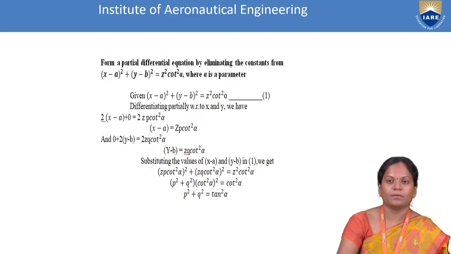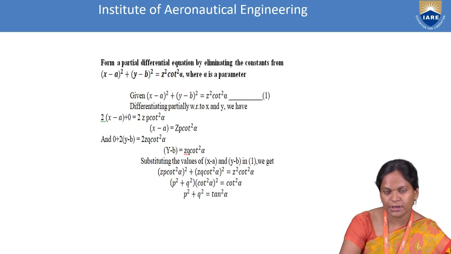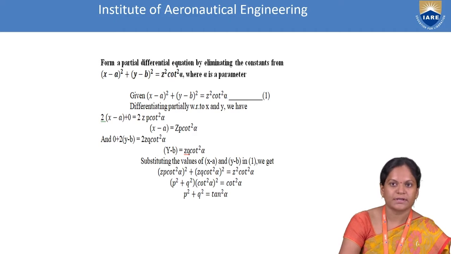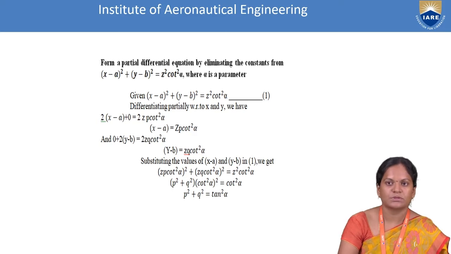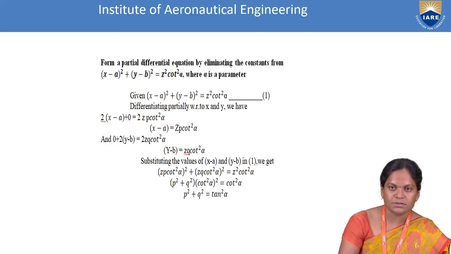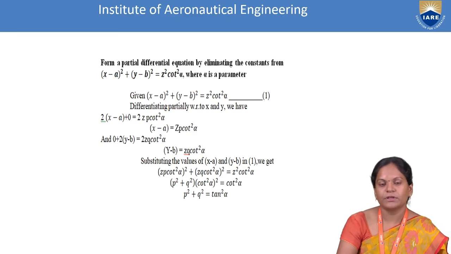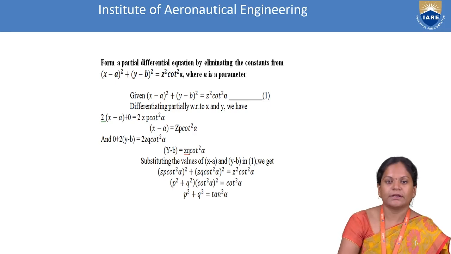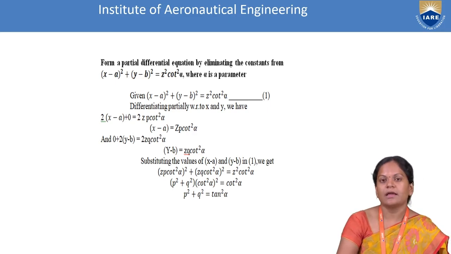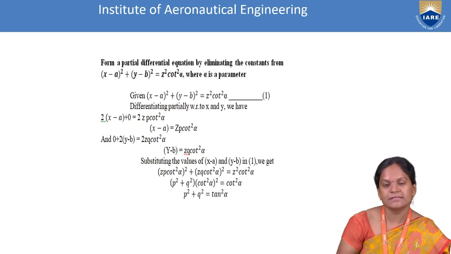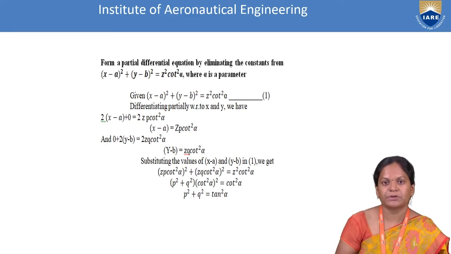Here we have one problem on how to form a partial differential equation. Form a partial differential equation by eliminating the constants from the equation (x minus a) whole squared plus (y minus b) whole squared equal to z² cot² alpha. Here alpha is a parameter. In the solution also we will get alpha, so there is no problem with alpha. First check how many arbitrary constants there are. Here a, b, two arbitrary constants. So we have to eliminate a and b by taking the partial derivative with respect to x and the partial derivative with respect to y.